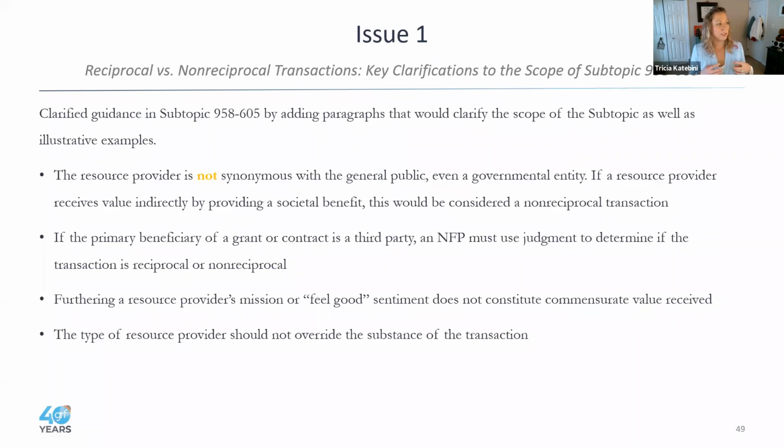So again, a resource provider is not synonymous with the general public, even if it's a governmental entity. So that's one clarification that they've given to us. Making sure that the resource provider's mission isn't something that's going to make them feel good doesn't mean that there's commensurate value. And again, the type of resource provider, whether it's the government, a private foundation, or some other type of for-profit entity, does not override what the substance of the transaction means. Basically, just because it's the federal government doesn't mean it's exchange. Just because it's a for-profit entity doesn't mean it's consulting income. So you really have to dive into the actual agreements in order to determine whether it's a contribution or an exchange transaction.